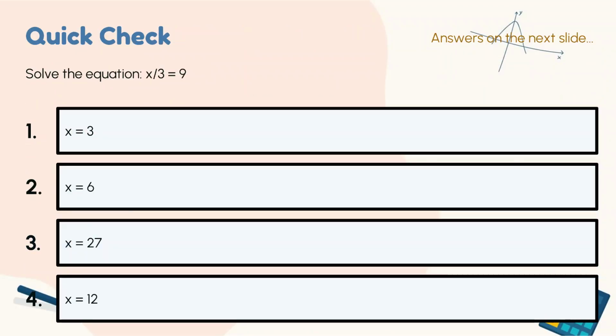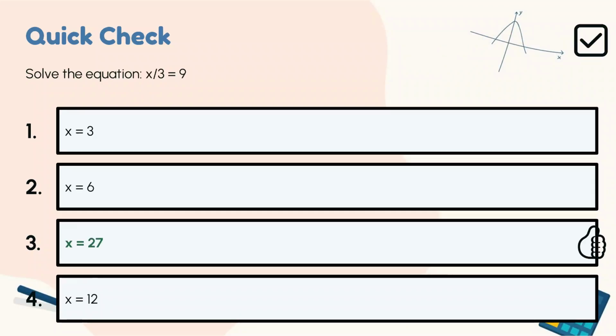Let's do a quick check. Solve the equation. X divided by 3 equals 9. Is the answer x equals 3, x equals 6, x equals 27, x equals 12? Pause the video and think about the inverse operation. If x is being divided by 3, what do we need to do to both sides?